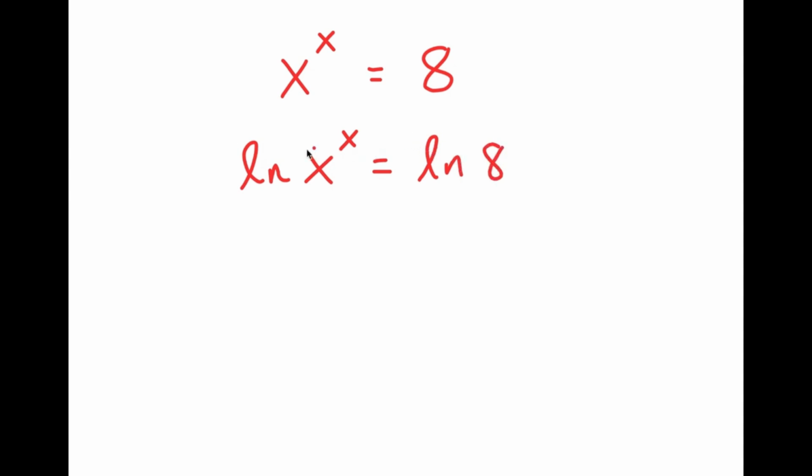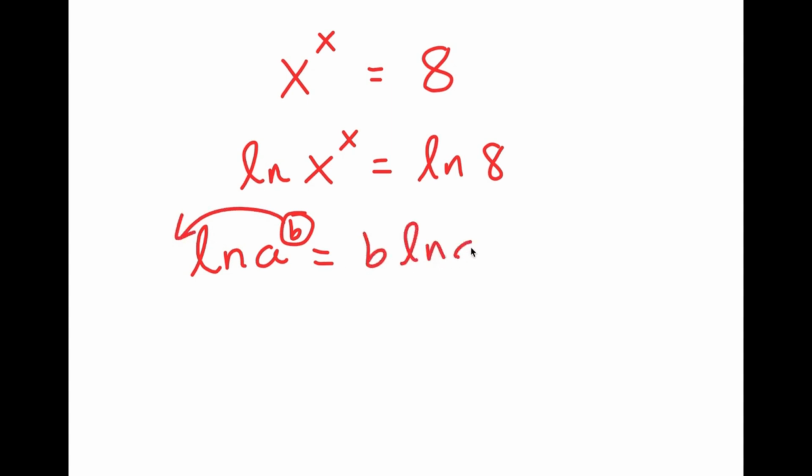A helpful property that comes with logarithms is that if I have something in the form ln a to the power of b, I can move this exponent to the front, so this turns into b times ln a. So in this case, I have ln x to the power of x, and I can move x to the front. So now I get x times ln x is equal to ln 8.